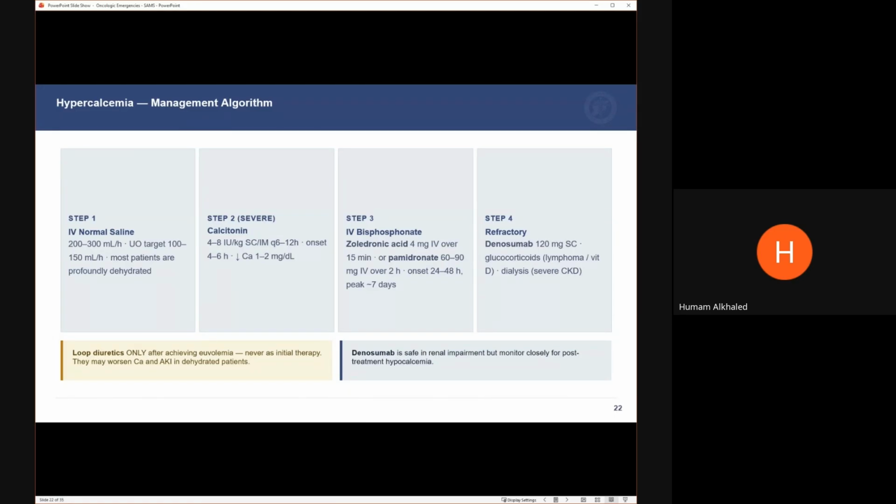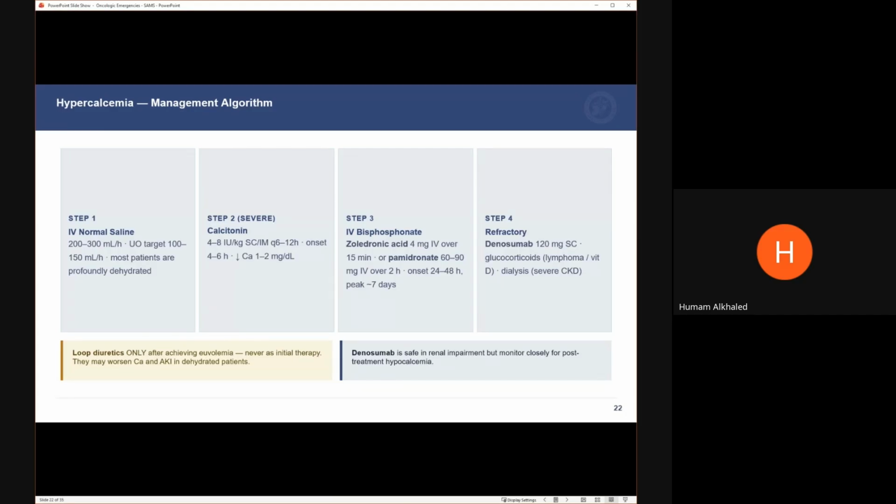It also takes about 24 to 48 hours for bisphosphonate to work, and this is where the calcitonin comes in handy. Denosumab is another drug that can be used for refractory cases or kidney failures. It's usually given subcutaneous as 120 milligram. And steroids are particularly effective in lymphoma patients and vitamin D-driven diseases.